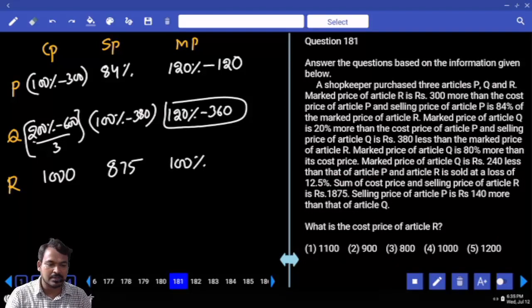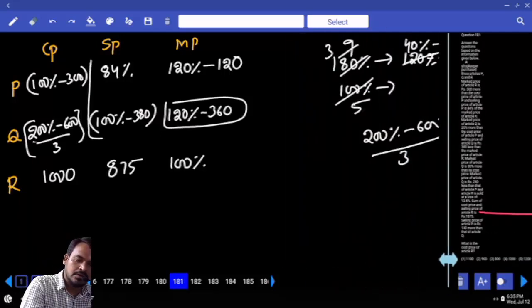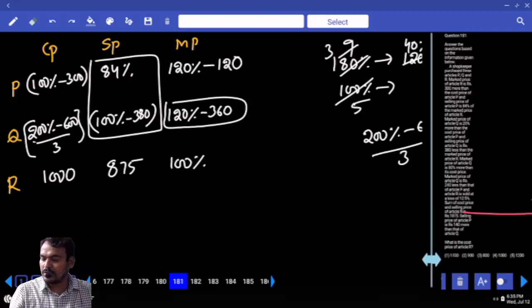What is the last line given? Selling price of article P is 140 more than the selling price of article Q. Means these two difference are given. These two difference is how much?